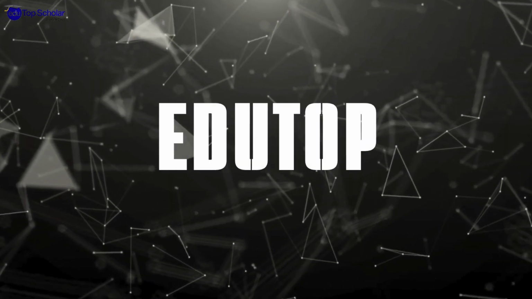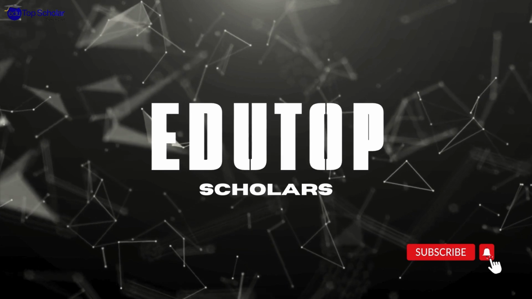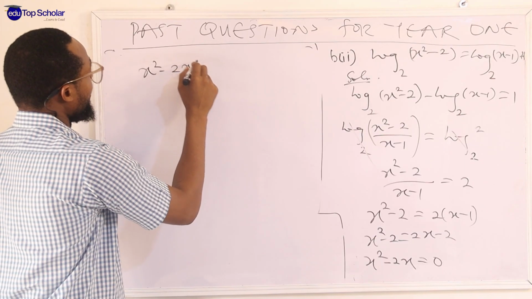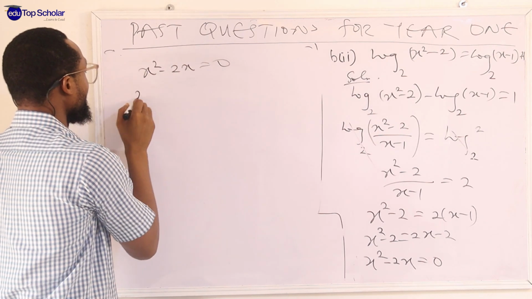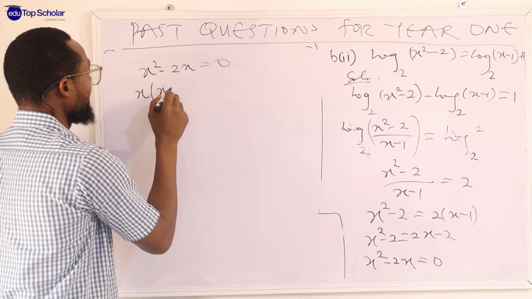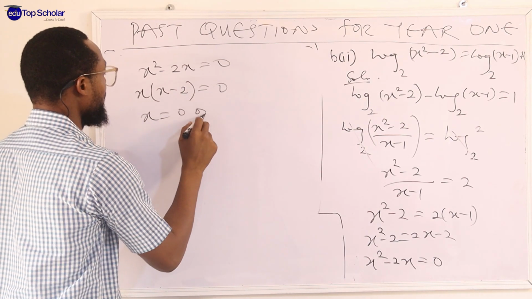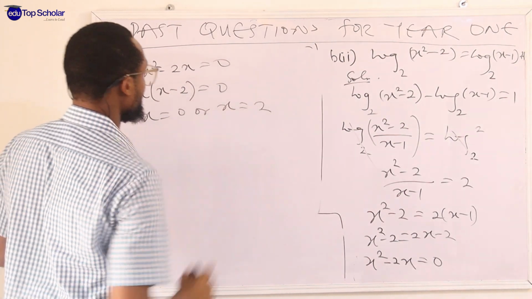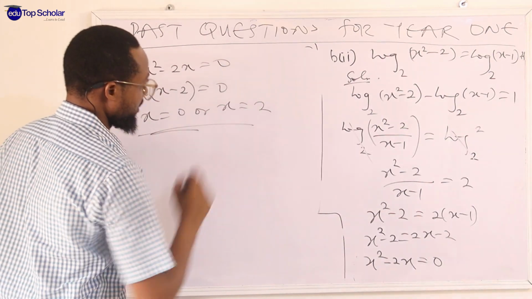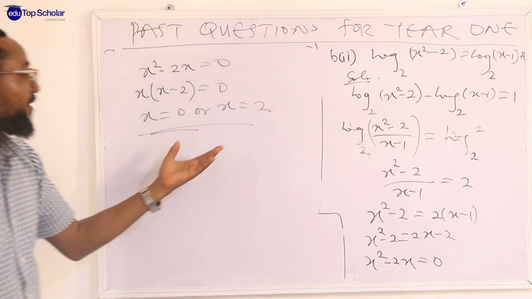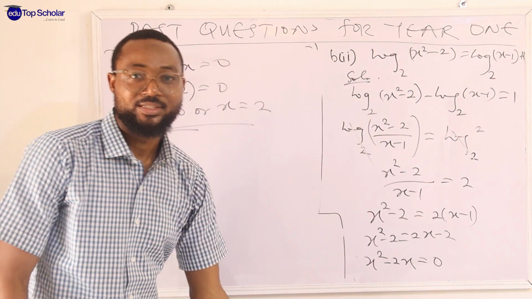Since it is quadratic, we have two solutions. Let's take it this way. x squared minus 2x equals 0. If I factor x out here, we are left with x minus 2 equals 0. So it's either x is equal to 0 or x is equal to 2. This is the correct answer. So by so doing, we have answered the whole of question 1.